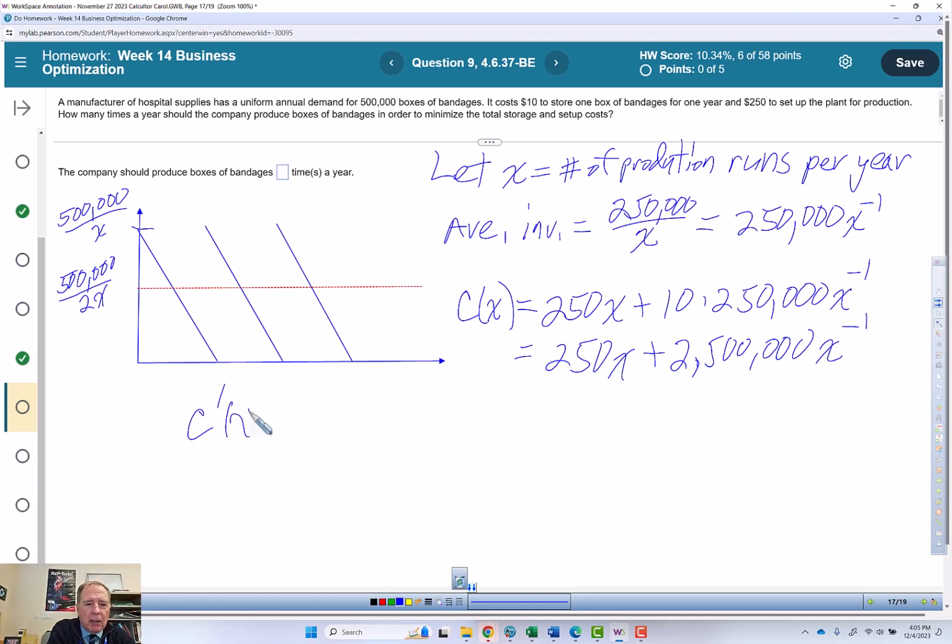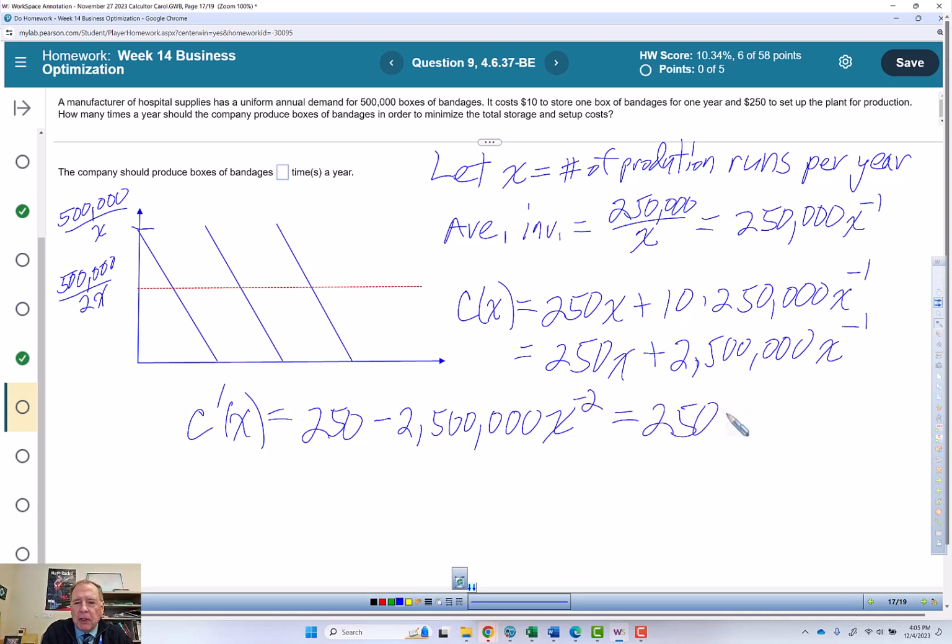So c prime of x is 250 minus, I take the exponent off and multiply it times the front. So that's going to be 2.5 million x to the negative 2, or 250 minus 2.5 million over x squared. Now we're going to set that equal to 0.